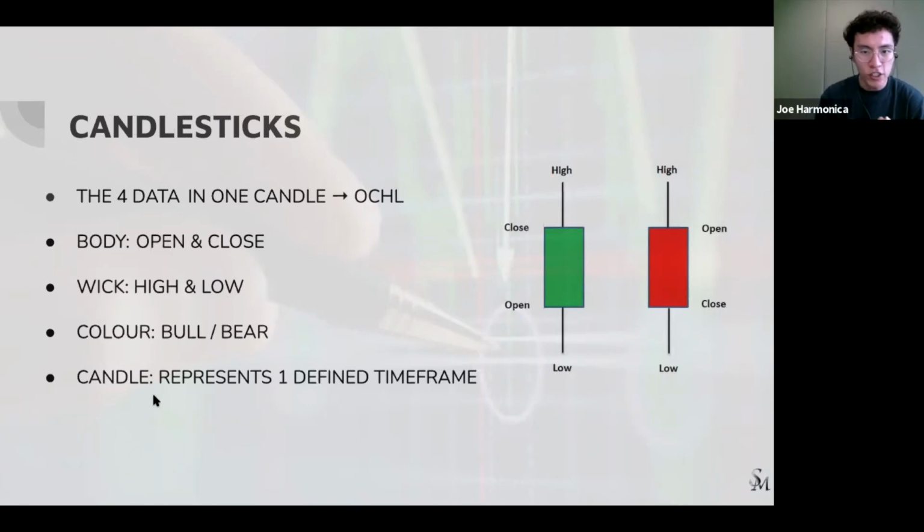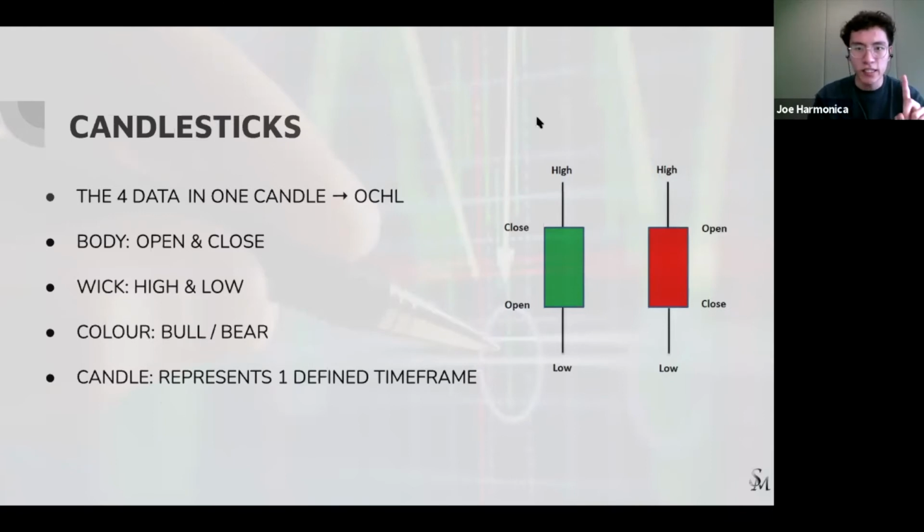Okay? So each candle, every one candle, very, very important. Each candle represents one defined time frame. What do I mean by one defined time frame? So if I open my chart on a daily basis, if I define that I want to look at a 1-day chart.